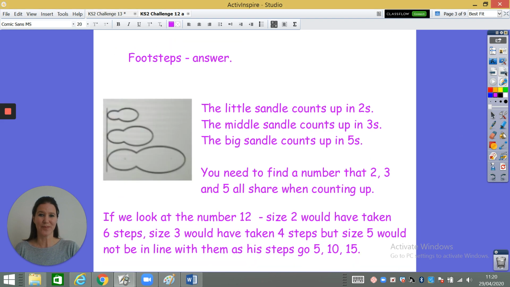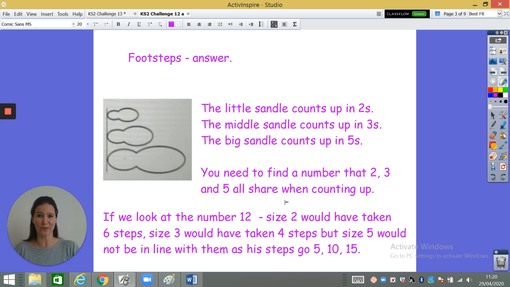So the little sandal, what you needed to do was count up in 2s, and count up in 3s for the medium sandal, and count up in 5s for the big sandal. You needed to find a number that 2, 3, and 5 all share when counting up. So let's just take a random number.